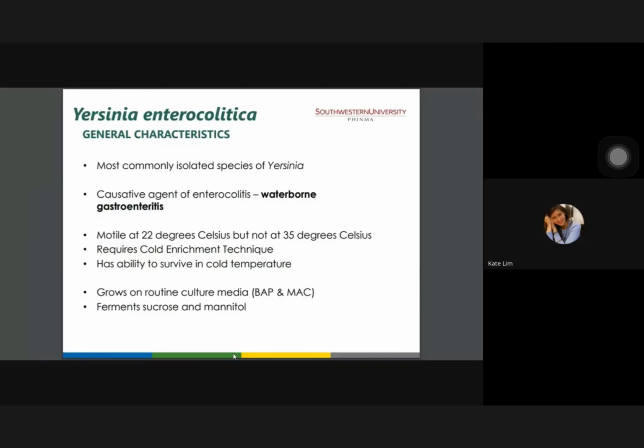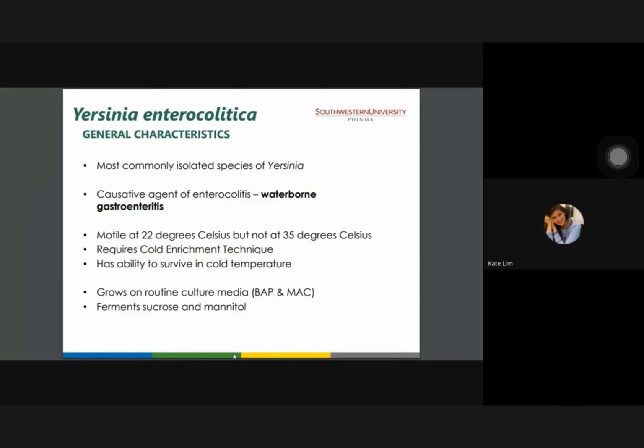Aside from this specialized technique, we could still use the routine culture media like your BAP and your MacConkey. On these media, some of the colonies can be further analyzed. If you have remembered, is Yersinia enterocolitica a non-fermenter or a lactose fermenter? Yersinia enterocolitica is a late lactose fermenter. So when this is inoculated in your MacConkey, it can still produce pink colonies.